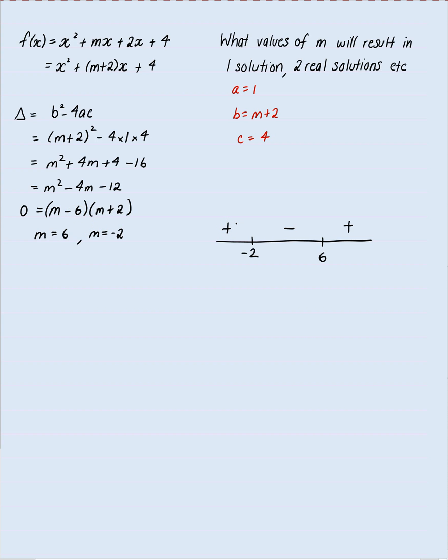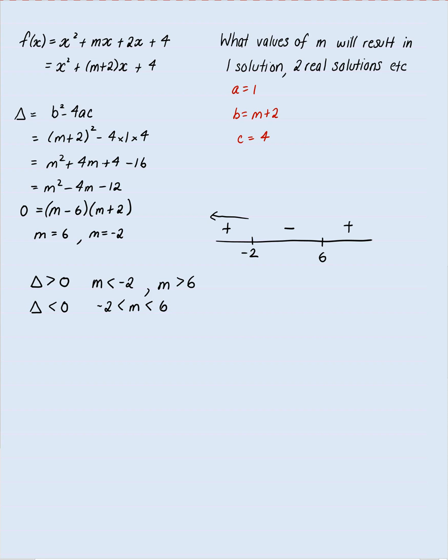And it is now clear from my sign diagram that we can see the discriminant will equal 0 at 6 and minus 2. But the discriminant will be greater than 0, therefore having two real solutions, when m is less than minus 2, so all of this section here, and when m is greater than 6. It will be less than 0, aka no real solutions, imaginary solutions, never cuts the x-axis, for any values in between 6 and minus 2. And so using our notation, we write it like so.